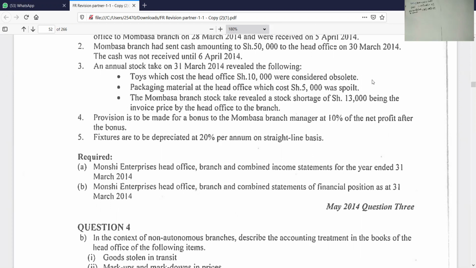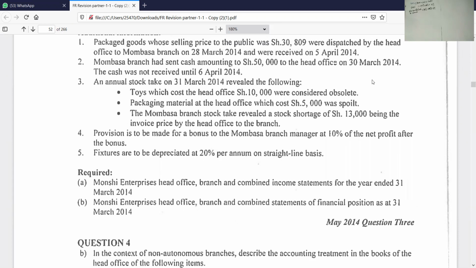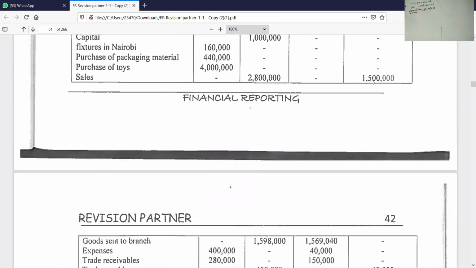That is fine. So you are required to do Moshi Enterprises head office, branch, and combined income statements, and the same for the statement of financial position. So we can go direct and start the question from the income statement.